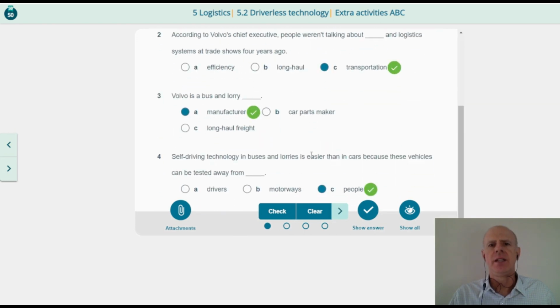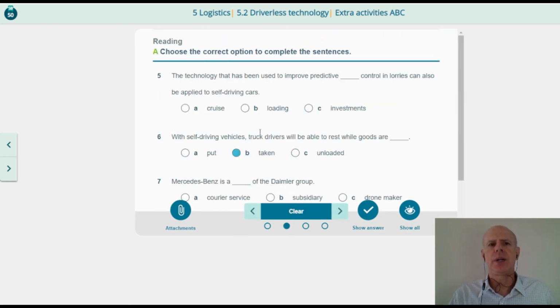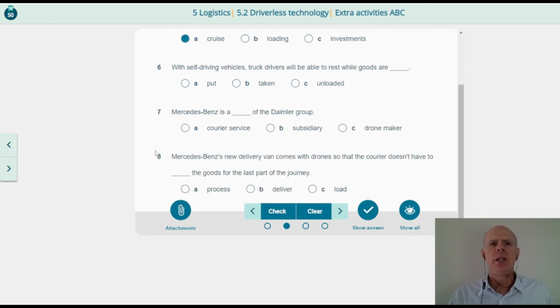Yes, they're correct. And let's go to the second part. The technology that has been used to improve predictive something control in lorries can also be applied to self-driving cars to improve predictive cruise control. It's about cruise control, right? Yes, but we have six here. With self-driving vehicles, truck drivers will be able to rest while goods are put, taken, unloaded. Oh, unloaded is a much better word than put or taken, right?